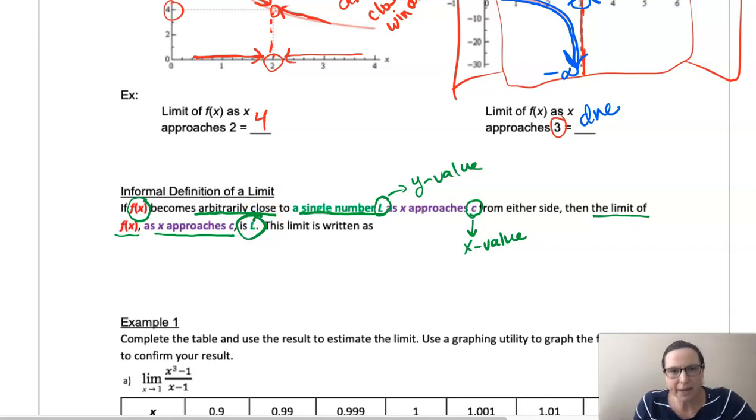Let me show you how we write this notation. So this limit is written this way. We use the letters LIM.